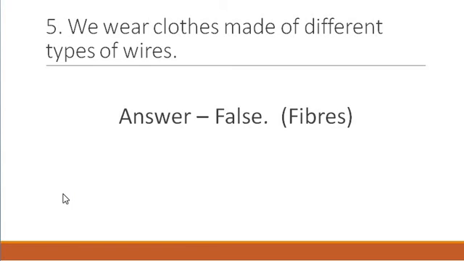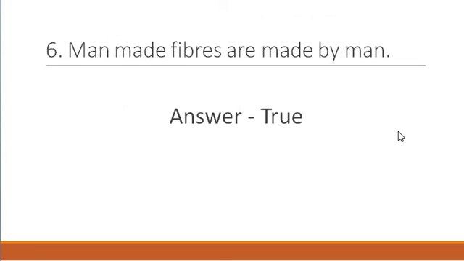Okay, moving on. Fifth one, we wear clothes made of different types of wires. My God, I don't wear clothes made up of wire. Do you even wear them? I don't think so. So here the statement is false, because we wear clothes made up of fibers, correct? This was the statement actually given in your theory part in your books, that we wear clothes made up of different types of fibers, natural fibers, man-made fibers, etc. So that's it. Moving on.